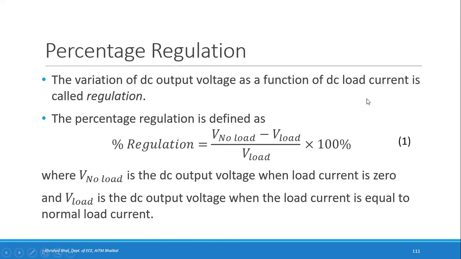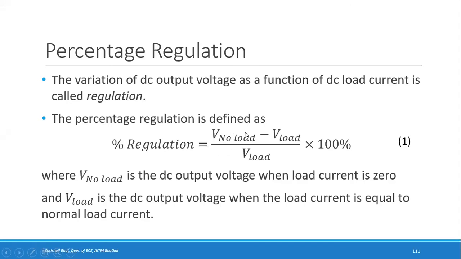But in practical cases, there will be some small value which changes as a function of load current, and that value, percentage regulation, is given by this particular equation. You can write it as V no load minus V load divided by V load into 100%, if you are representing that in terms of percentage. Here, what do you mean by these things, V no load and V load?